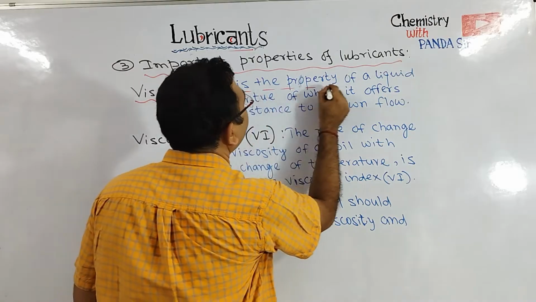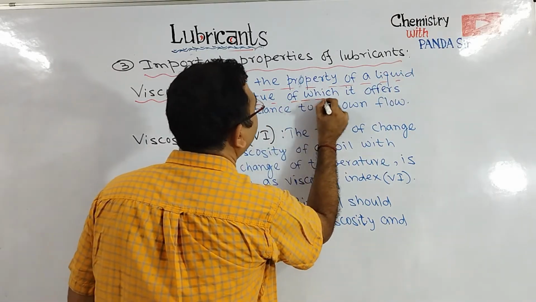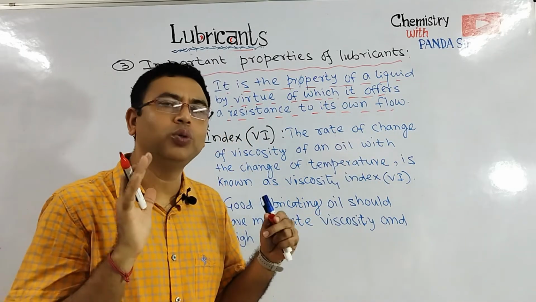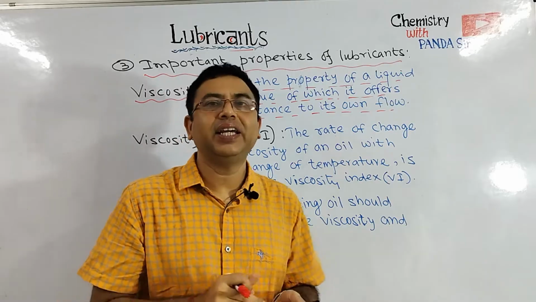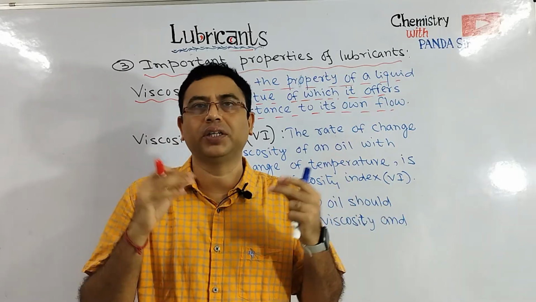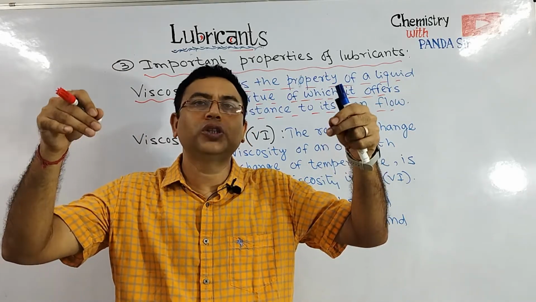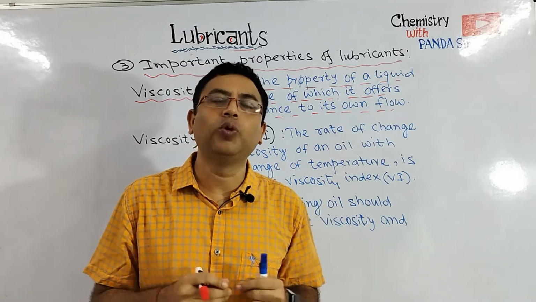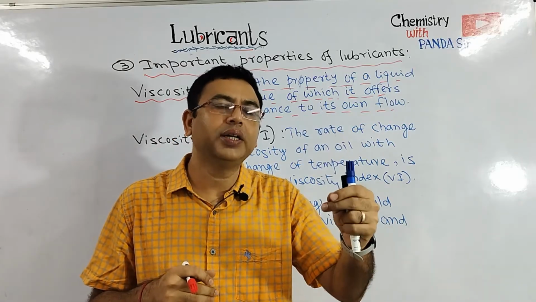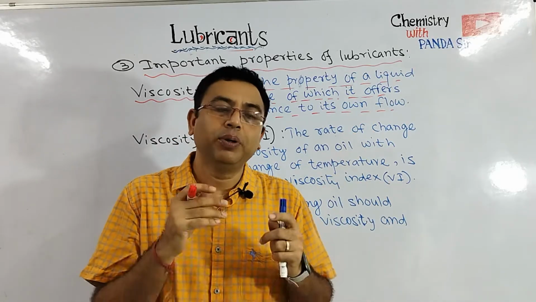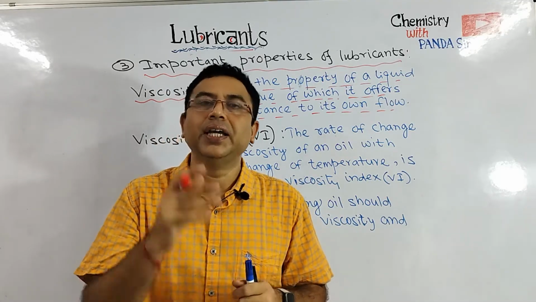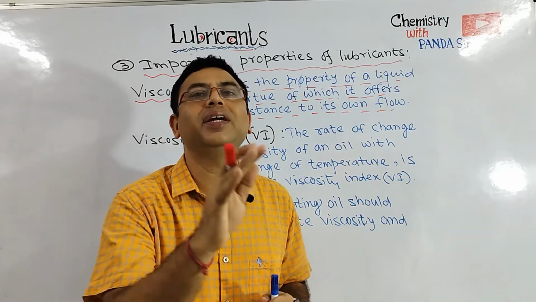It is the property of a liquid by virtue of which it offers a resistance to its own flow. Now how do you understand this? If I take two beakers, in one beaker we have oil, in another beaker we have water. Now if I put a 1 rupee coin in both beakers, we notice that the coin in the water will fall first and the coin in the oily medium will fall later. Why? Because the oil has more viscosity than the water. This is what we understand. If the viscosity is less, the flow property is high.